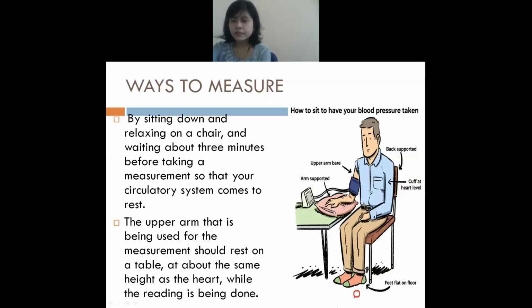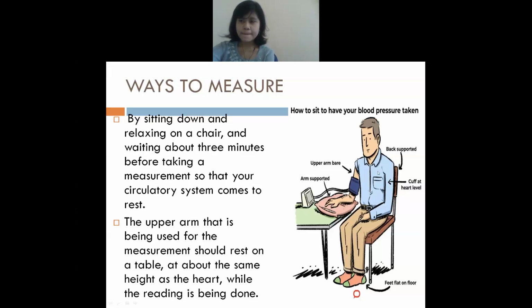Yes, ma'am. Okay, and you need to make the person sit, and the person's feet, you can see, it should be flat on the floor. And afterwards, you'll have to make the person's arm rest here, maybe by the support of a pillow or by the support of this table. You have to check in this way. Understand?